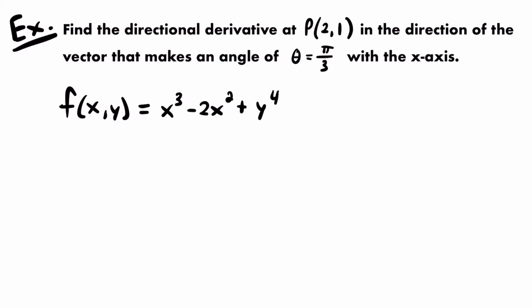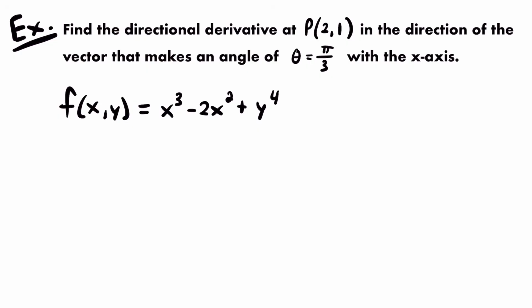Okay, so for this example, we want to find the directional derivative at the point 2, 1 in the direction of the vector that makes an angle of theta equals pi divided by 3 with the x-axis. And our multivariable function, f of xy, is equal to x cubed minus 2x squared plus y to the power of 4. All right, and so the first thing I'm going to do here is write down the formula that we will use to find this directional derivative.